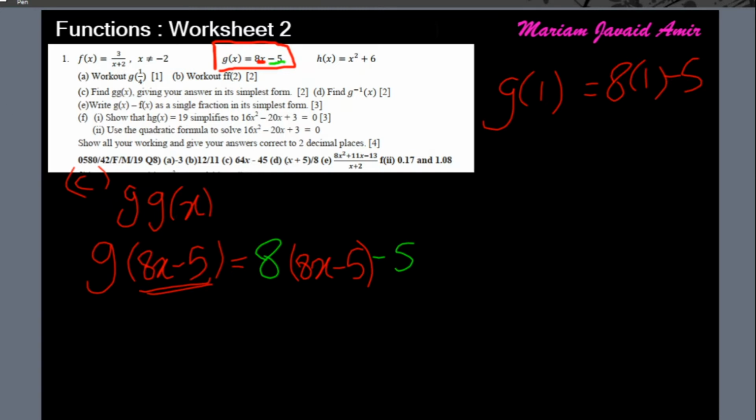So I get 64x minus 40 minus 5, which gives me 64x minus 45.